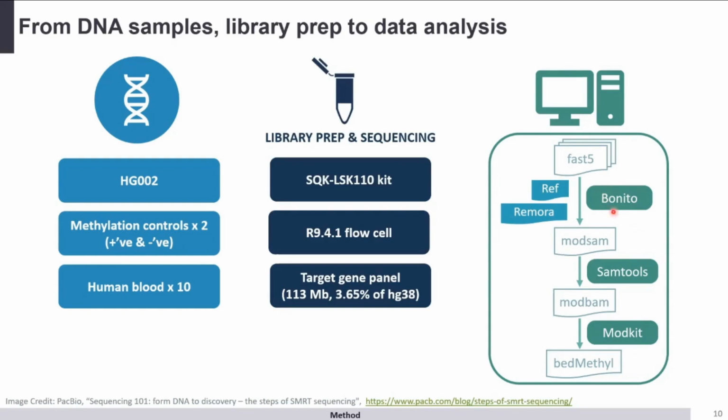Bonito then generates a mod.sam file, which is a SAM file containing alignments with base modification information. Subsequently, I convert the SAM file to the BAM format and then utilize modkit to further convert it to a bedMethyl file, which contains the number of reads and the methylation level of the CpG site.